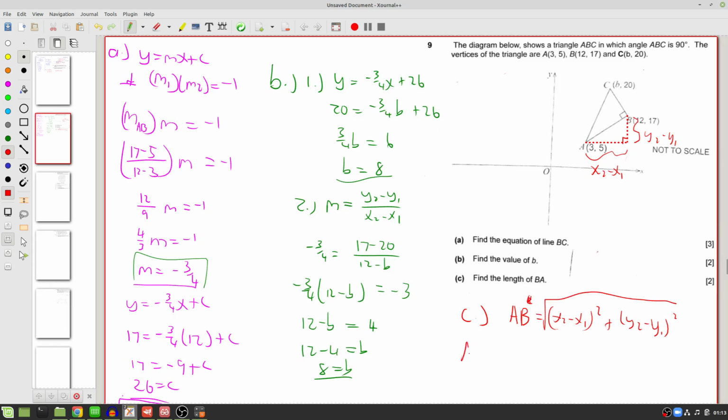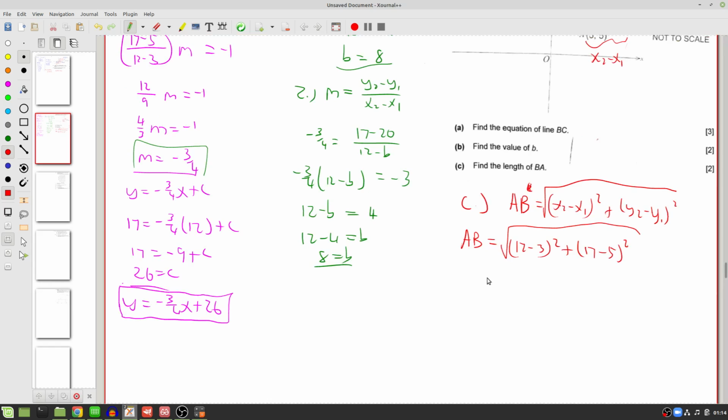Okay, great. Let's just plug it in to find our actual case. So we've got big square root. We want to do difference between the x values. So let's say 12 minus 3. So 12 minus 3 squared plus, then y values, 17 minus 5. So 17 minus 5 squared. And we still need to take the square root.